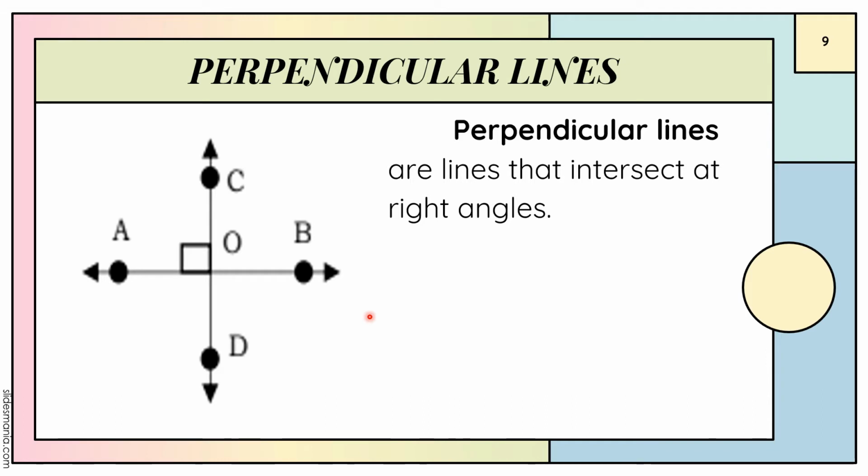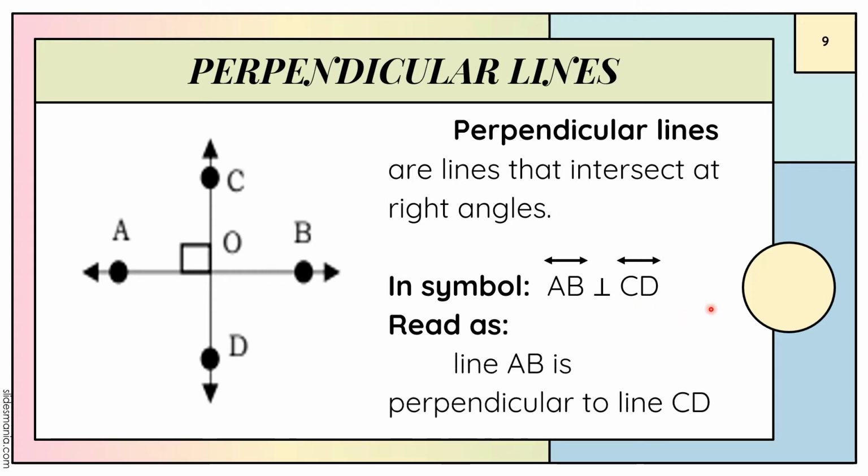So in symbol, we will be writing it as line AB is perpendicular. This is the symbol for perpendicular. It is an inverted T to line CD. And we read it as line AB is perpendicular to line CD. That is how we read this symbol.